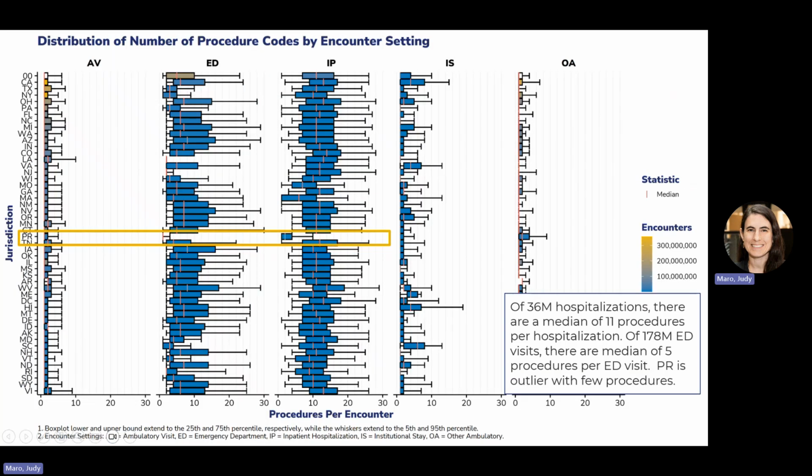The last one in this distributional characteristics section is going to be about the distribution of the number of procedure codes per encounter setting. So we're going to have, again, the same lineup of ambulatory visits, emergency department visits, inpatient visits, institutional stays, and other ambulatory. Here, we're drawing your attention to, of the 36 million hospitalizations, there are a median of 11 procedures per hospitalization. And of the 178 million emergency department visits, there are a median of 5 procedures per emergency department visit.